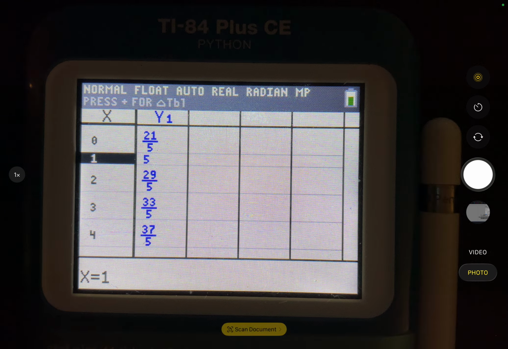So, moral of the story, make sure that everything is on the same side, all your numbers, okay? Make sure it's solved.